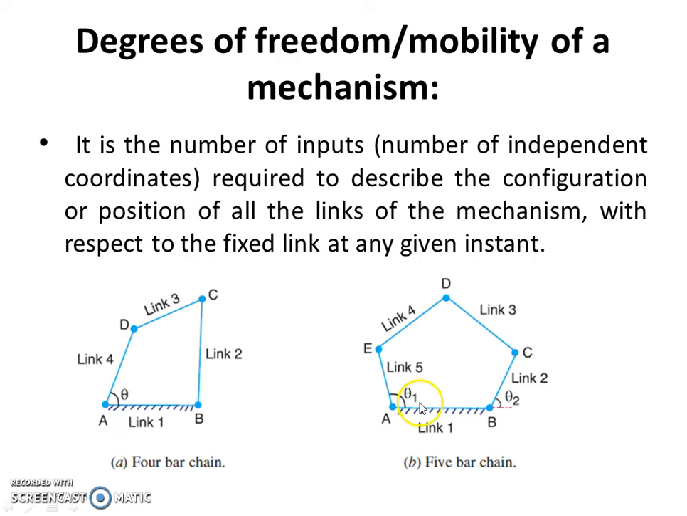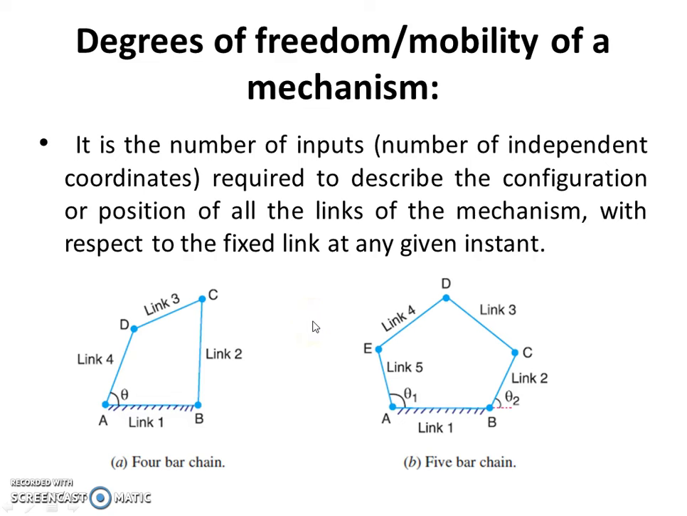Like that, in this 5-bar chain, we have to move both link AE and link BC, that is link 5 and link 2, theta 1 and theta 2. If we rotate these two links, only then can we achieve the motion of the total mechanism. So the required mobility is 2. Like that, we have to identify the mobility of the mechanism.